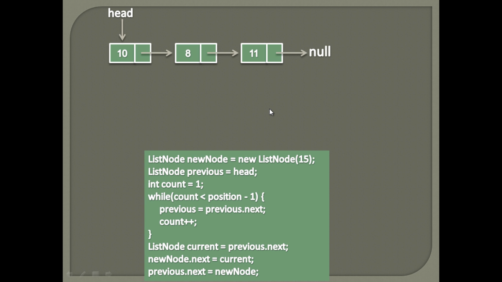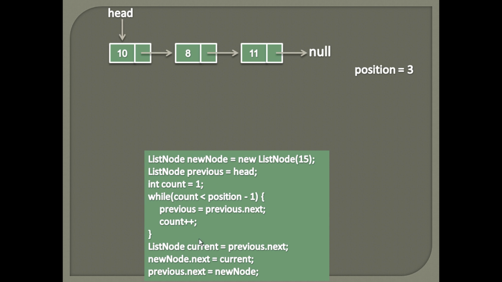As shown in slide, we have a linked list with 3 nodes. Let's insert a node at a position 3. Here, 10 points to position 1. 8 points to position 2. And we need to insert new node at position 3, that is between 8 and 11. Here, in order to insert at position 3, we need to traverse till position 2, and insert node just after that.